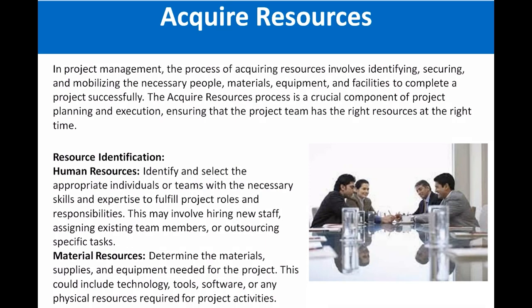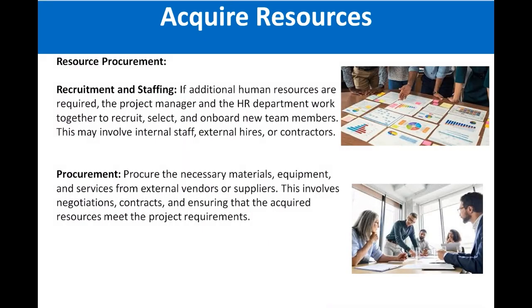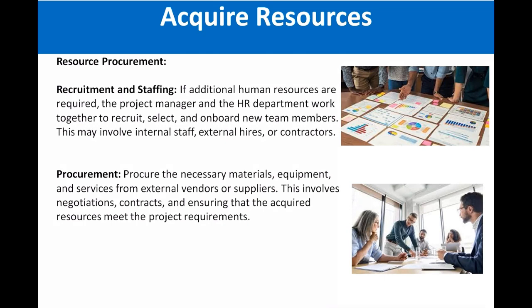Next is the procurement. Procurement means, for example, for human resources you need to talk with the function managers so that you can get the resources. For example, you need two software engineers, so you have to talk with the function manager. Maybe you need to hire new resources, so you have to talk with the HR department to hire the new resources. So it all depends on whether you need internal staff, external hiring, or contractors for the requirement in the staffing.